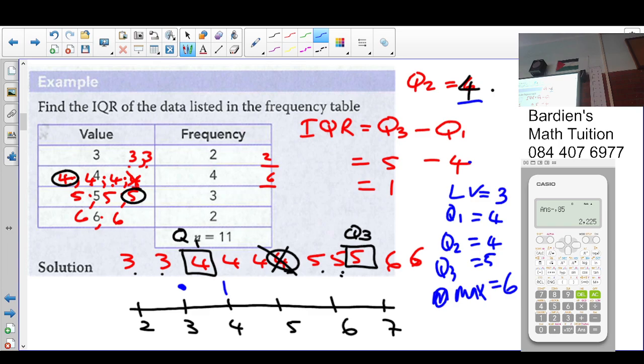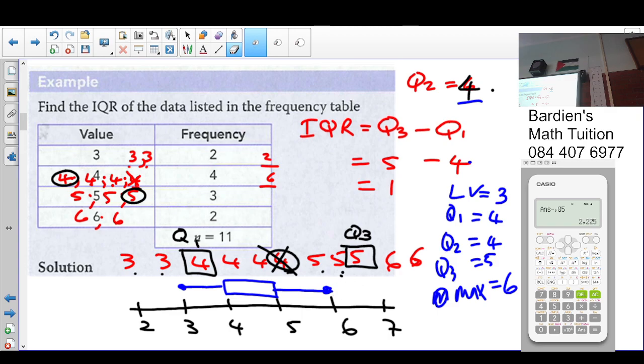Can you see that? Q1 is also at 4. Do I draw another stroke there? No, there's nothing new there yet. At Q3, 5. So there's your box, there's your whiskers. And where's your maximum is?